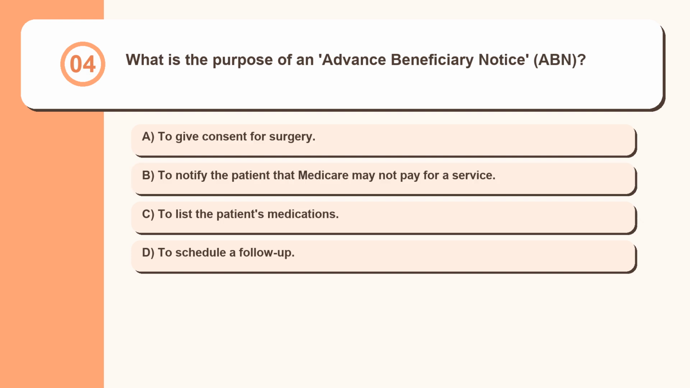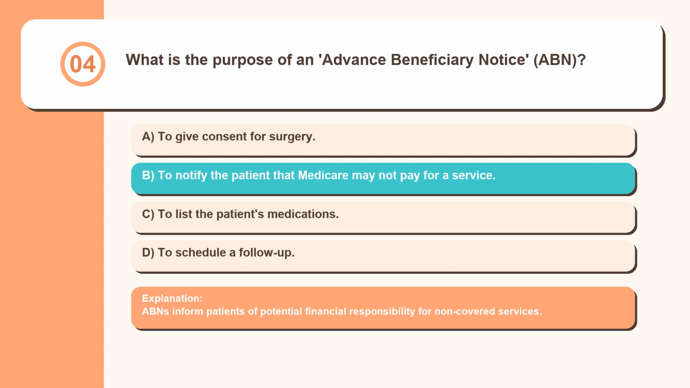Question 4. What is the purpose of an Advance Beneficiary Notice (ABN)? To give consent for surgery, to notify the patient that Medicare may not pay for a service, to list the patient's medications, to schedule a follow-up. ABNs inform patients of potential financial responsibility for non-covered services.